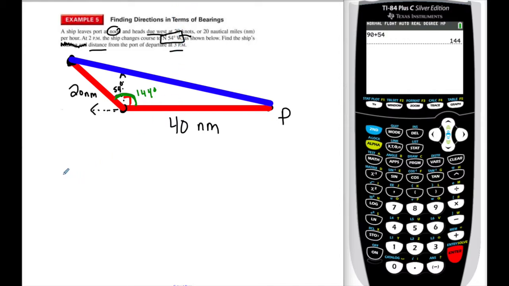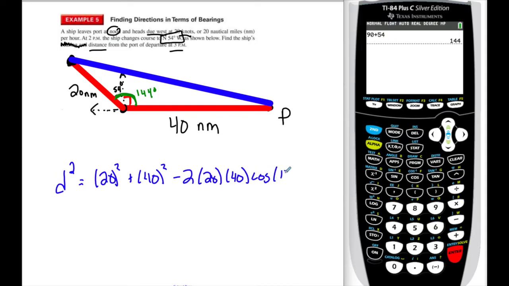So to find the distance, what I know is that the distance squared is equal to 20 nautical miles squared plus 40 nautical miles squared, okay, minus 2 times 20 times 40 times the cosine of 144 degrees. All right, so let's figure that out. So I've got the distance squared equals 20 squared, which is 400, plus 40 squared, which is 1600, minus 2 times 20 times 40. And we can actually see what that is.